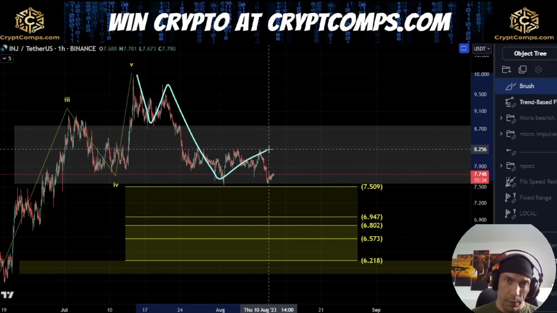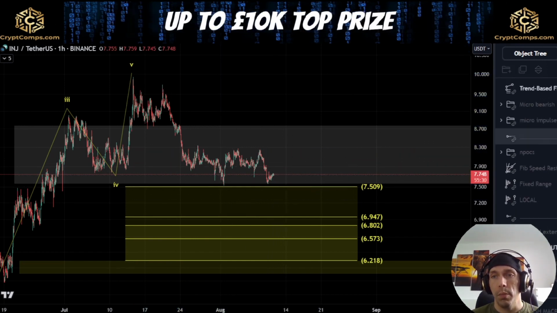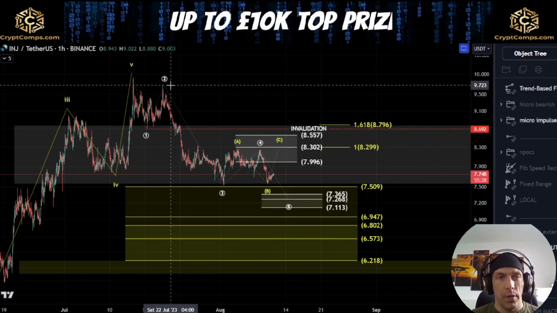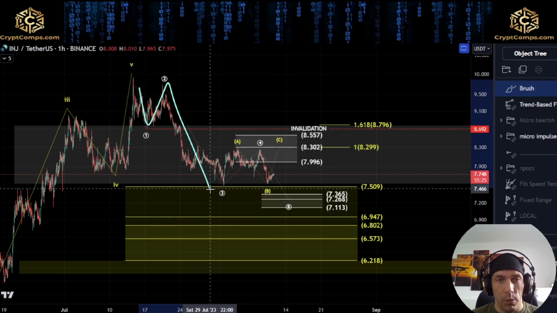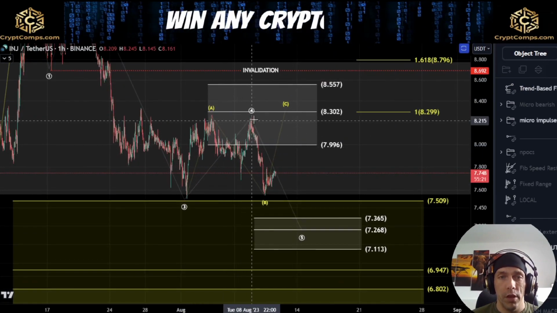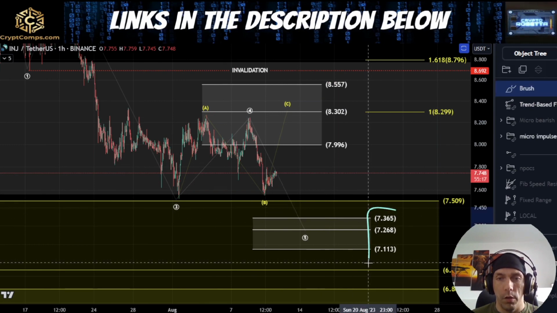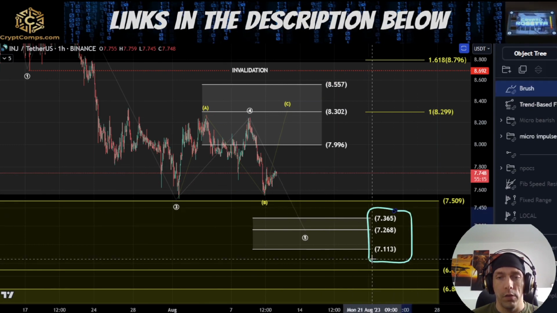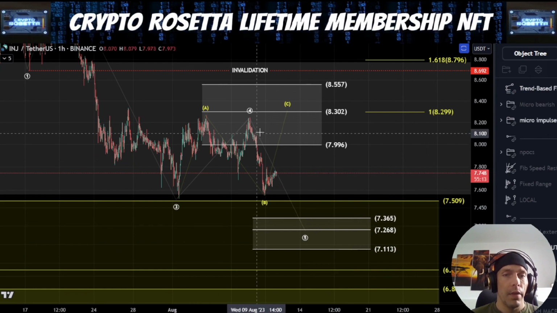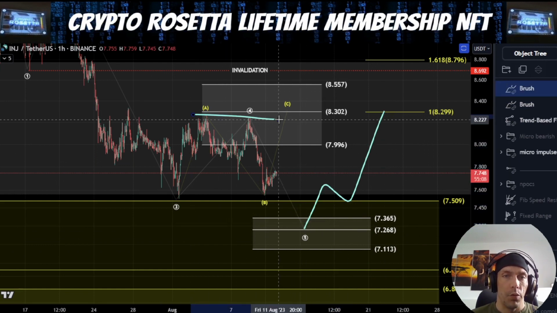Now, if we are looking at this, what we'd be saying is that this move in here is potentially 1 2 3 4, and we're looking for this 5th wave to the downside. I wouldn't say that this 5th wave is completed yet. What I would be saying here is that this could be potentially 1 2 3, and we're looking for this 4th wave still. So this 4th wave could potentially complete over here, in which case what we're looking for is a lower target of this $7.36 to the $7.11, and then we'd be looking for this 5-wave move to actually move back up and break this wave 4.